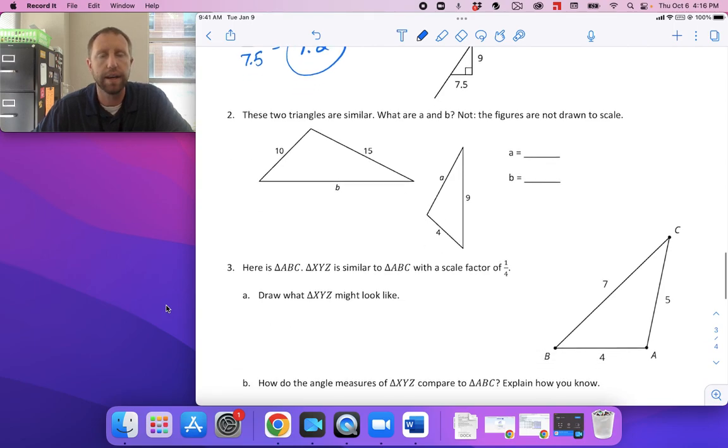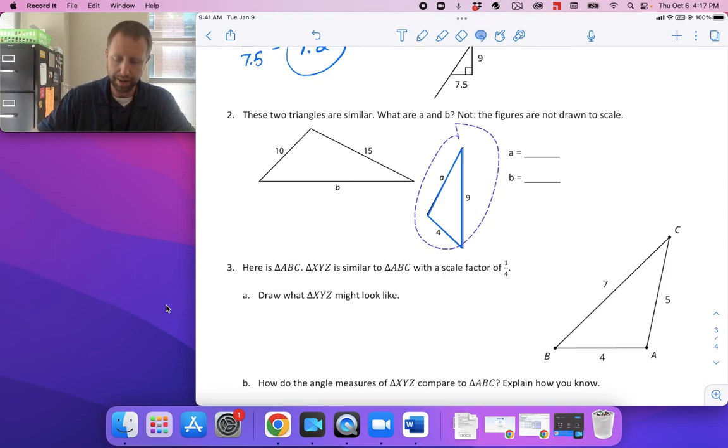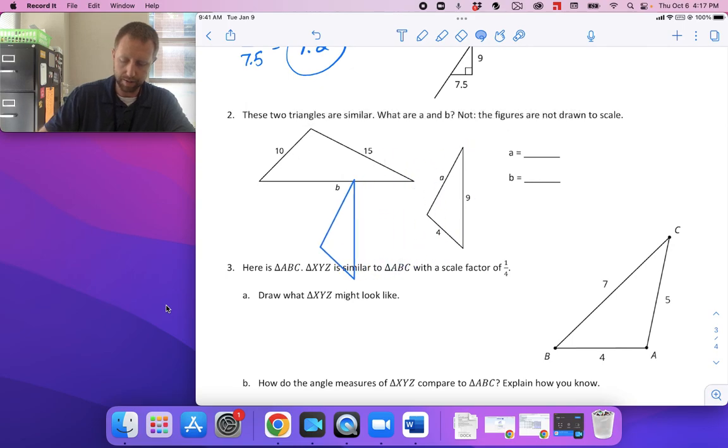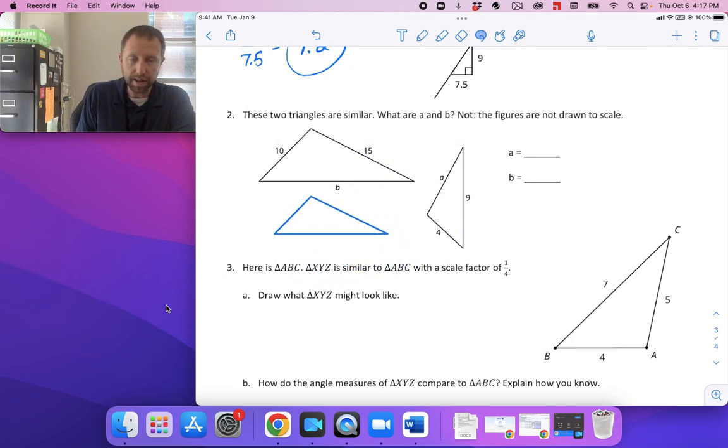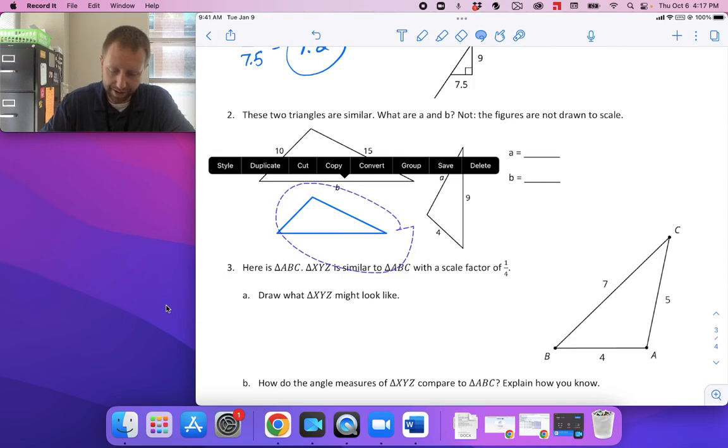For this one, it says these two triangles are similar. What are A and B? It says not, it's supposed to say note: the figures are not drawn to scale. So one thing I do want to point out, and you could always use your patty paper for this, but if you trace this out, sometimes it's hard to tell which side goes with which. But if you trace it out, you can then take your patty paper and rotate it so it's facing the same way. Whoops, I made that a little bit larger. There we go. That way it's easier to tell.